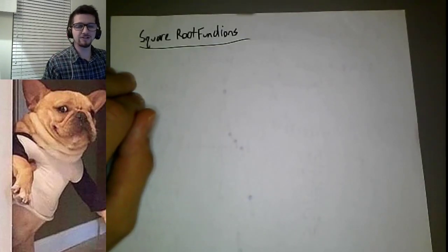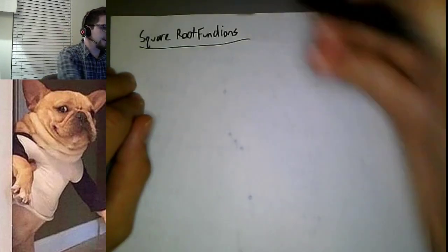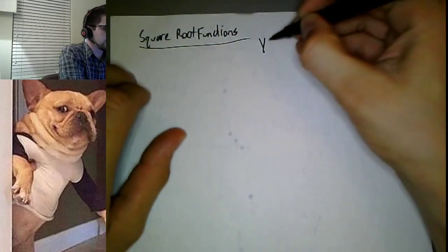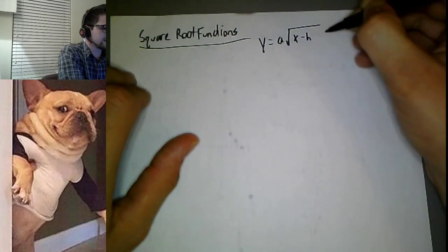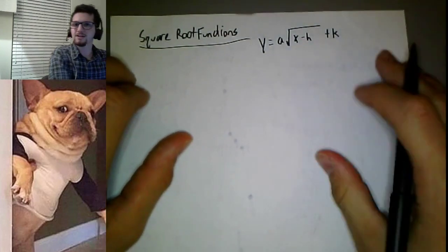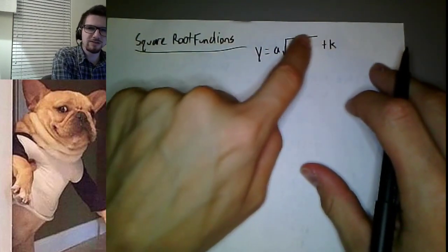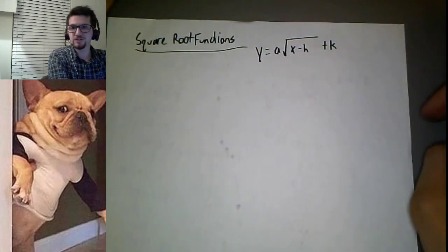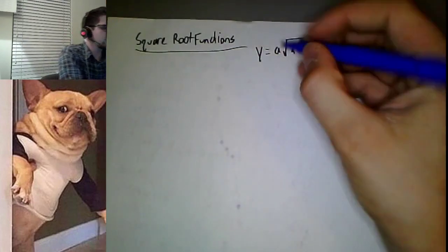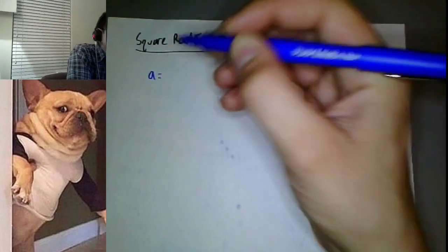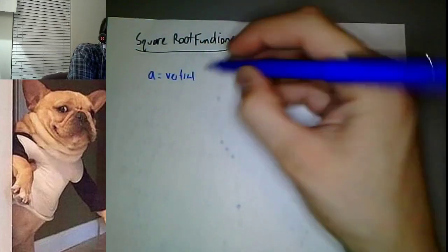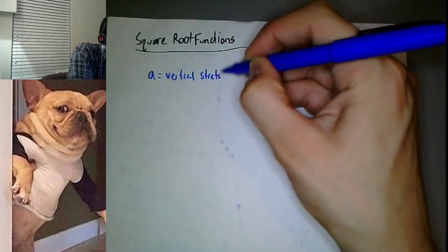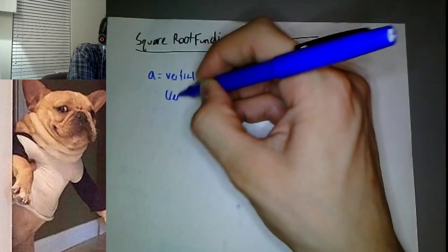So square root functions are the jankiest of the bunch. Our equation is y equals a square root of x minus h plus k. Remember that I said this square root symbol can confuse us, but we're just treating it like parentheses. So guess what? The a is literally still a vertical stretch or a vertical compression.